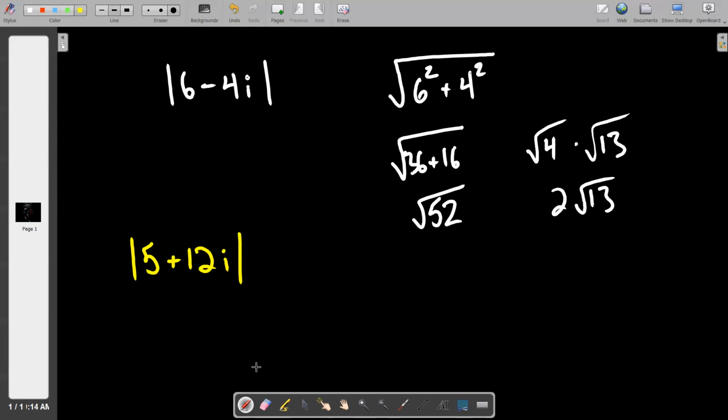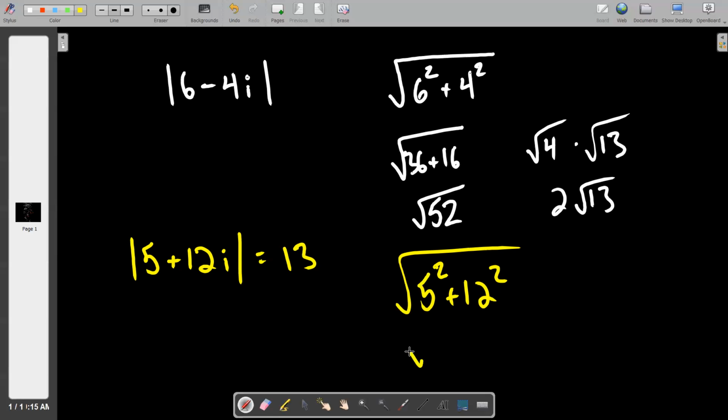If someone is nice enough to give me a complex number whose A and B parts are the first two thirds of a triple, then I know that the answer is 13. It comes from 5 squared and 12 squared added and rooted. What's 5 squared? What's 12 squared? Add them together, you get 169. Square root that, jackpot.